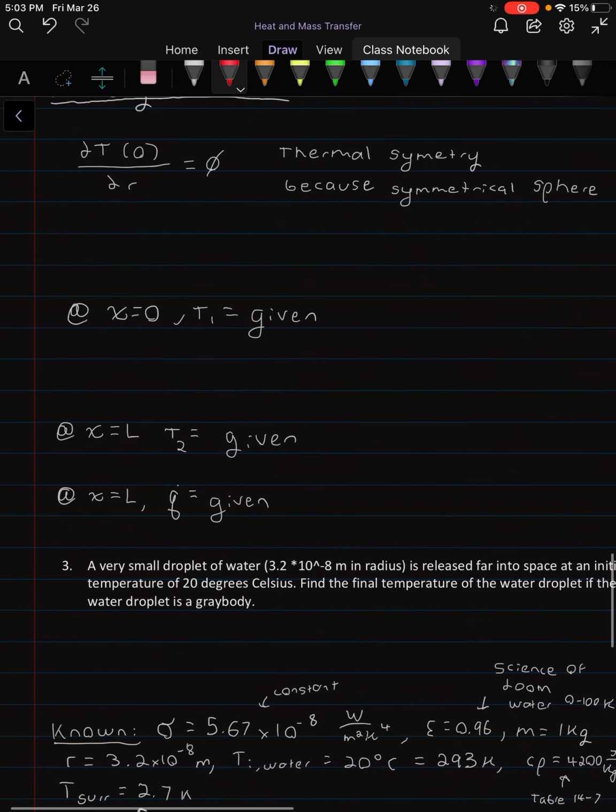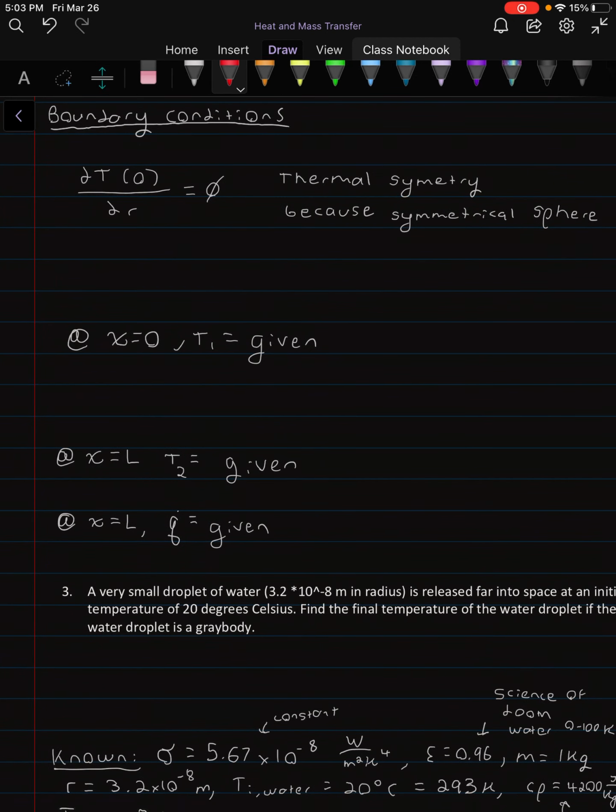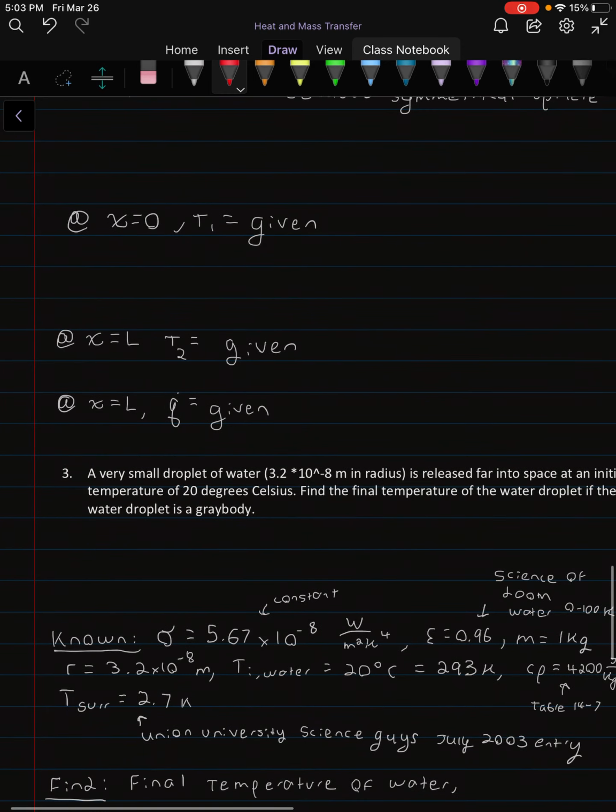So our boundary conditions are thermal symmetry because it's a sphere, so it is symmetrical about the sphere. At x equals 0, T1 is given, and then our other temperatures, and Q dot, our rate of heat transfer, is also given.